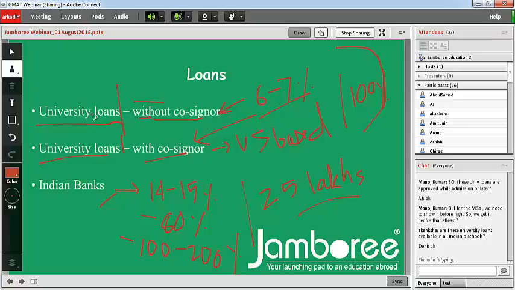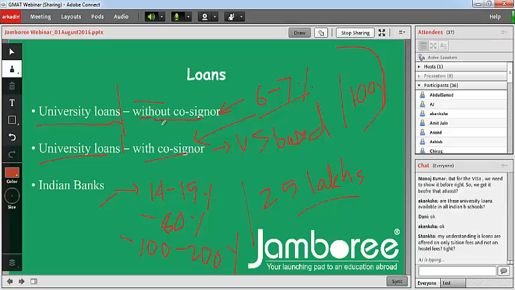Akanksha, your question is, are these university loans available in all Indian B schools? Yes, this university loan without co-signer is available in all Indian B schools. Even colleges like SP Jain, Great Lakes, ISB, all of them have this university loans without co-signer thing.